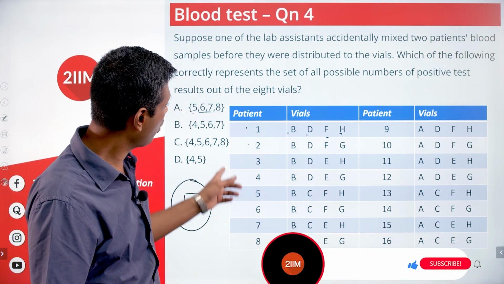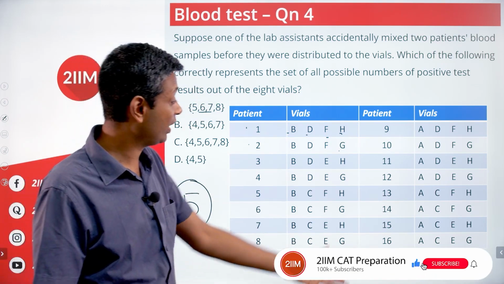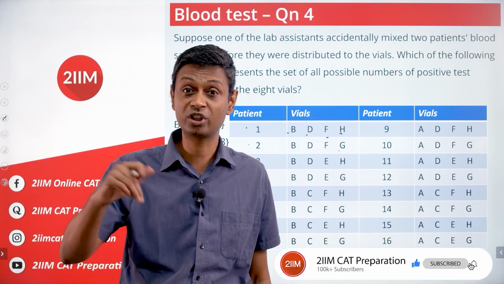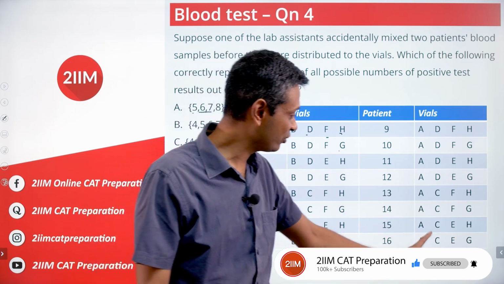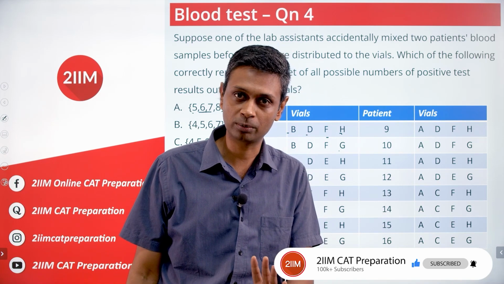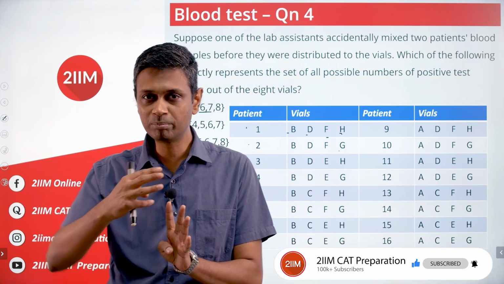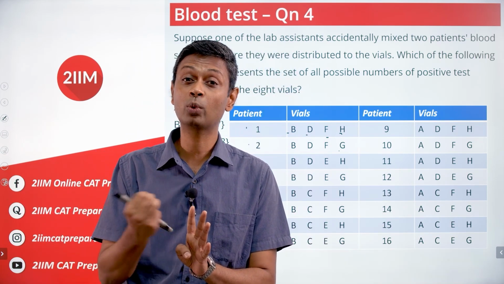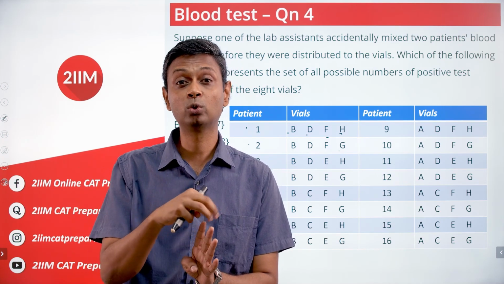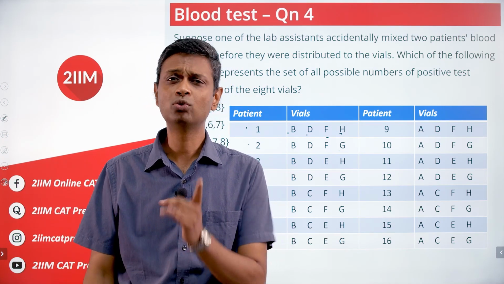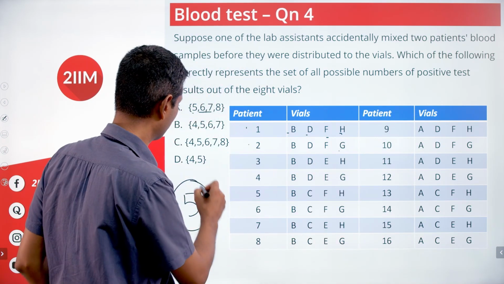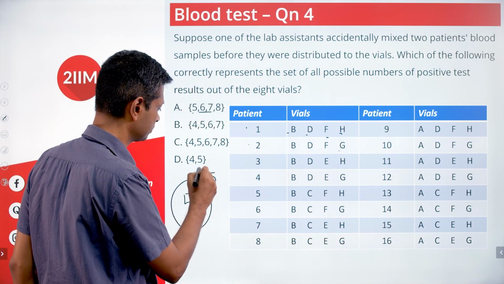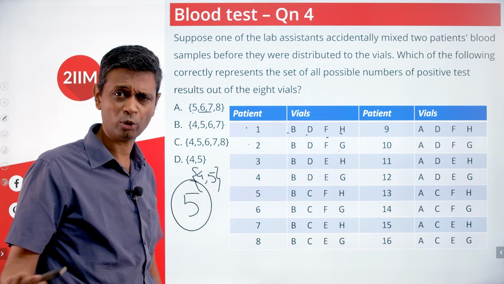Lovely. Now if 1 and 2 were mixed together, and say patient number 16, not vial number 16, had the disease, then ACEG, 4 vials, would test positive. Basically the mixture is not happening for the one who has the disease. It is happening for the one who does not have the disease. Then 4 vials will test positive. So 4 is possible, 5 is possible.